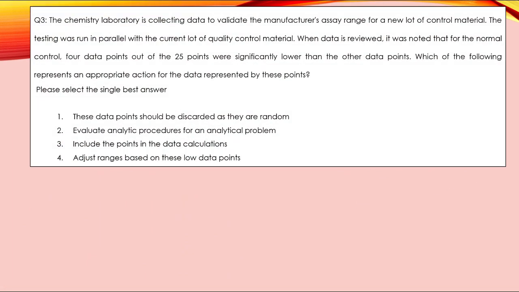Question 3. The chemistry laboratory is collecting data to validate the manufacturer's assay range for a new lot of control material. The testing was run in parallel with the current lot of quality control material. When data is reviewed, it was noted that for the normal control, 4 data points out of the 25 points were significantly lower than the other data points. Which of the following represents an appropriate action for the data represented by these points? Please select the single best answer.